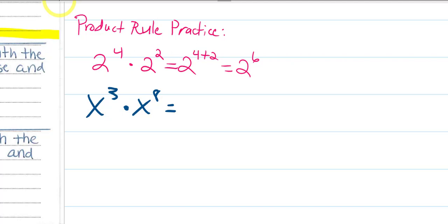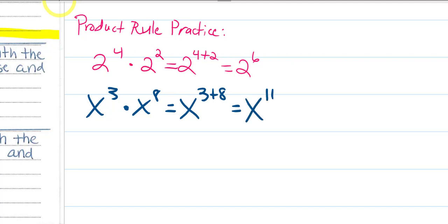All right, so hopefully you recognize that x, because I have the same letter in both of them, they represent the same number. So that means my base is the same. And I simply take the 3 and add it to the 8. And that's going to give me x to the 11th.